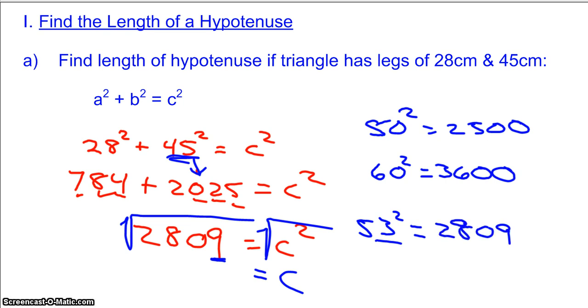So the square root of 2,809 is 53. And that seems reasonable looking at the numbers that we have. 28 and 45 are both smaller than this hypotenuse, 53.